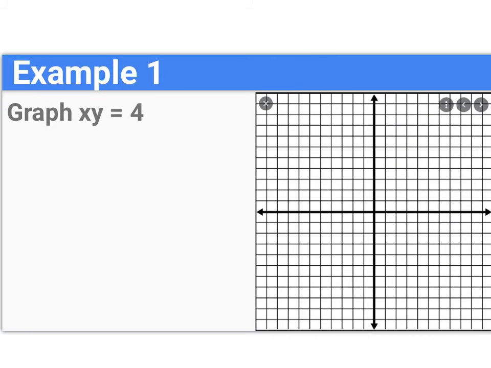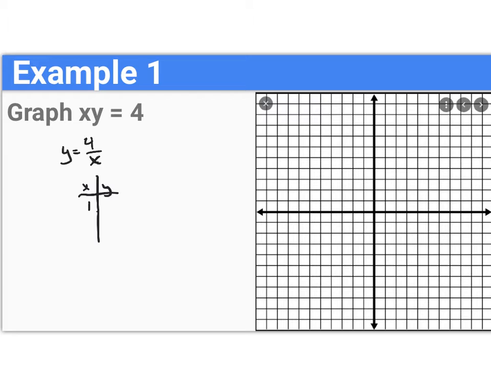So y, let me pull up a pencil. So we know when we convert this over, divide both sides by x, it's 4 over x. And we showed you how to graph those in the last one. So you cannot put in 0 into the bottom. So let's start at 1.